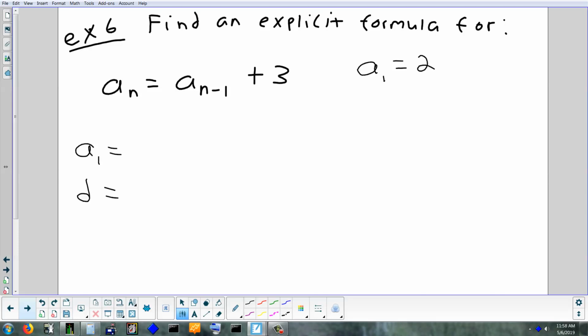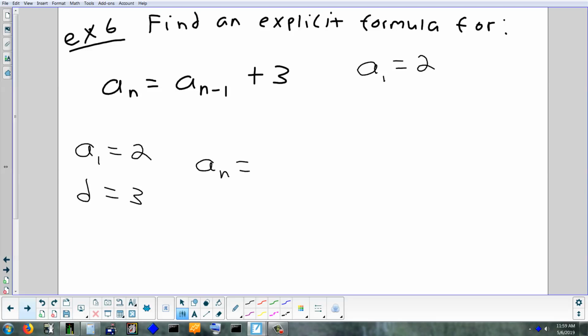Alright, so we got to know the first term and we got to know d. So what's the first term in the sequence? Somebody gave it, so it was given. And what would be the common difference here? 3. If you made a list of terms, 2, 5, 8, you're adding 3 each time. So subtracting one term from the one before it, you'd get 3.